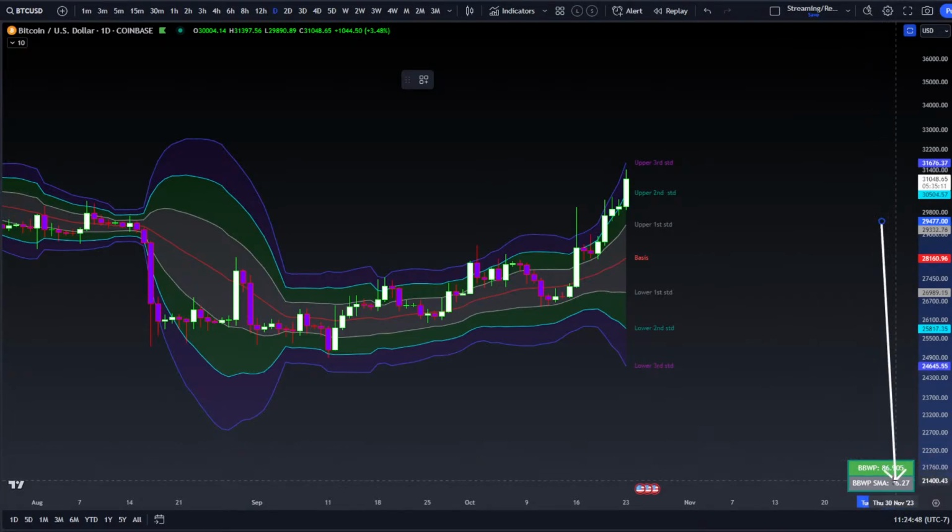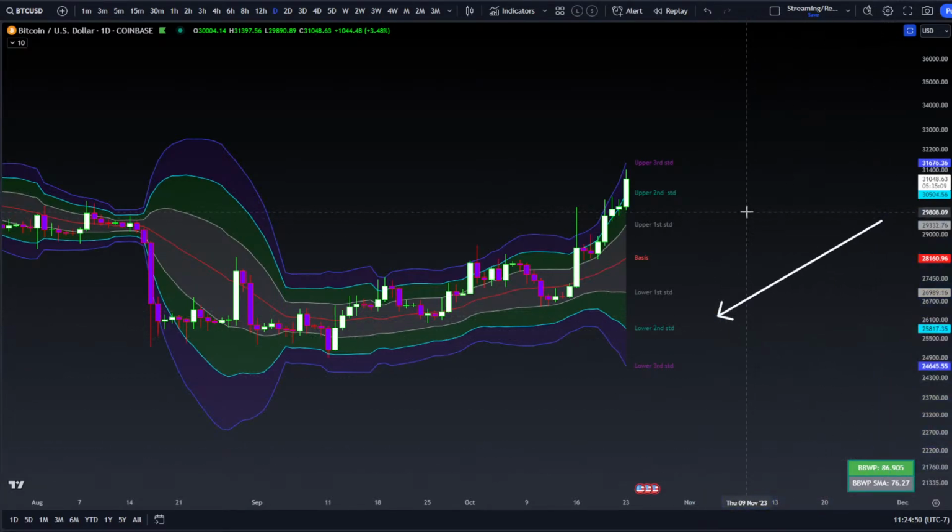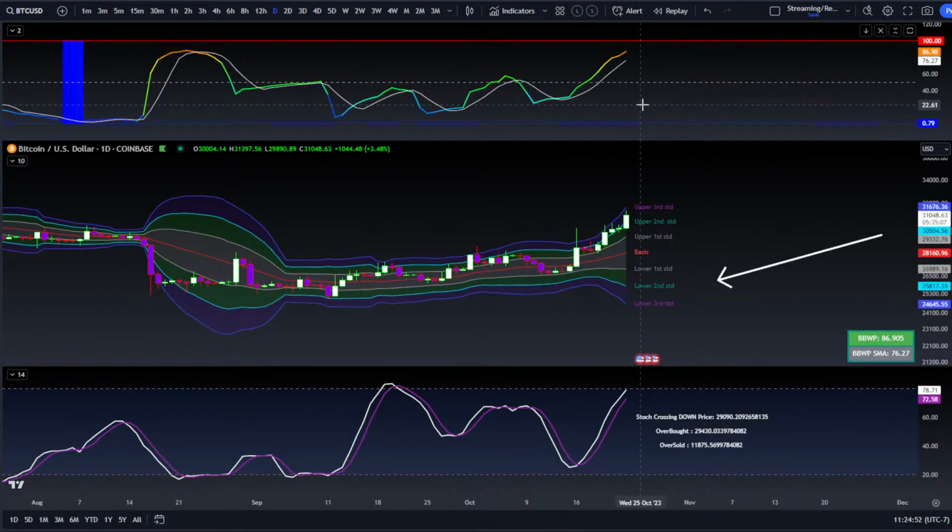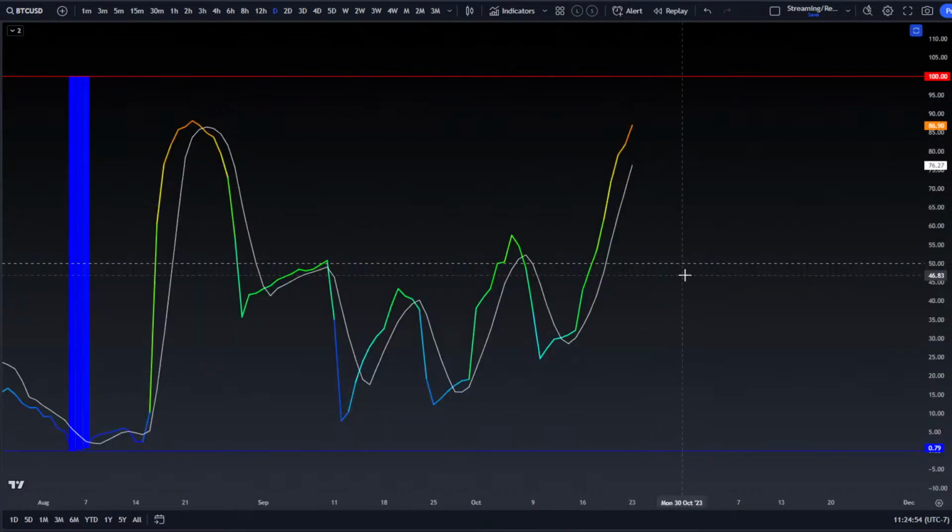So if we do see a daily close above there, BBWP is going to continue to get expansion. It's at 86 over 76. And we can look at this in a charted format. This is a free indicator. It's just built into the Landy Bands.